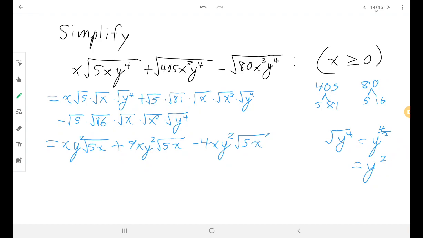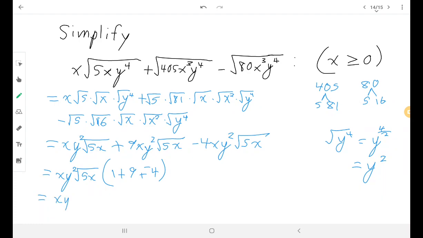And so now I have this part that I can factor out of each thing, right? x, y squared times square root of 5x. If I factor it out of the first one, I'm left with a 1. If I factor it out of the second one, I'm left with a 9. If I factor it out of the last one, I'm left with a negative 4. So let me call that plus negative 4 instead of minus 4.